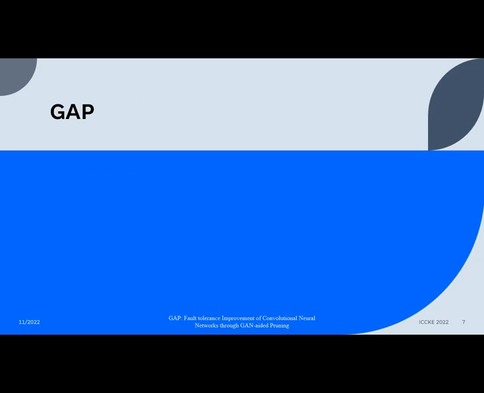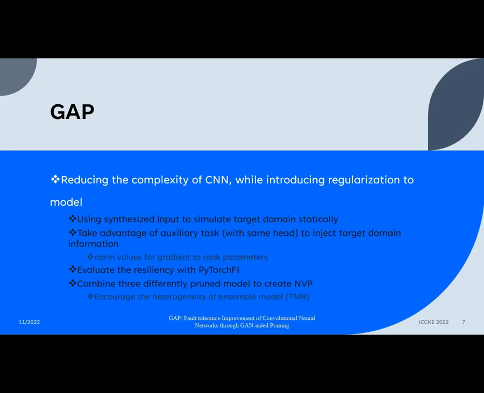We propose GAP to mitigate these problems by reducing the complexity of convolutional neural networks while introducing a regularization to model parameters. We do so by using synthesized input to simulate the target domain statically before the deployment stage, and we take advantage of auxiliary tasks to inject this particular information into the neural network parameters, that is, norm values of gradient, to rank the parameters for pruning.